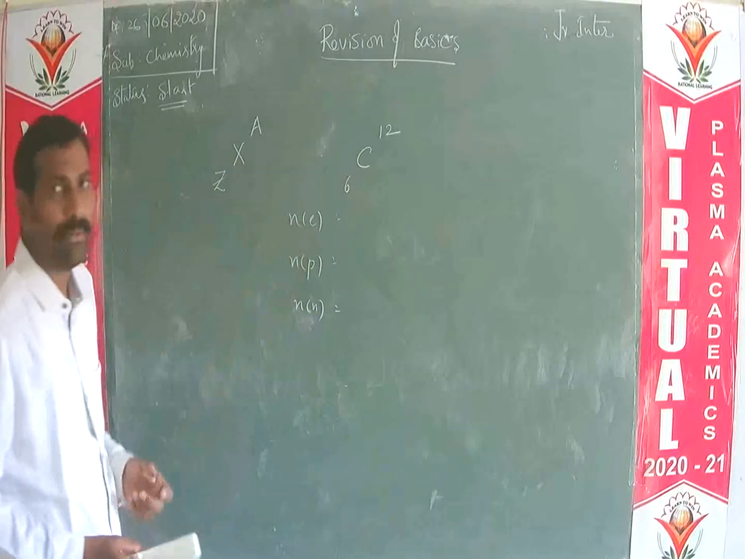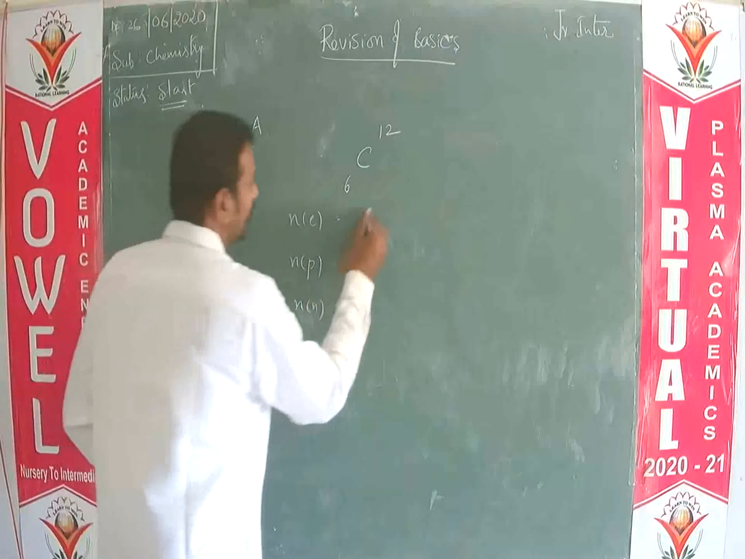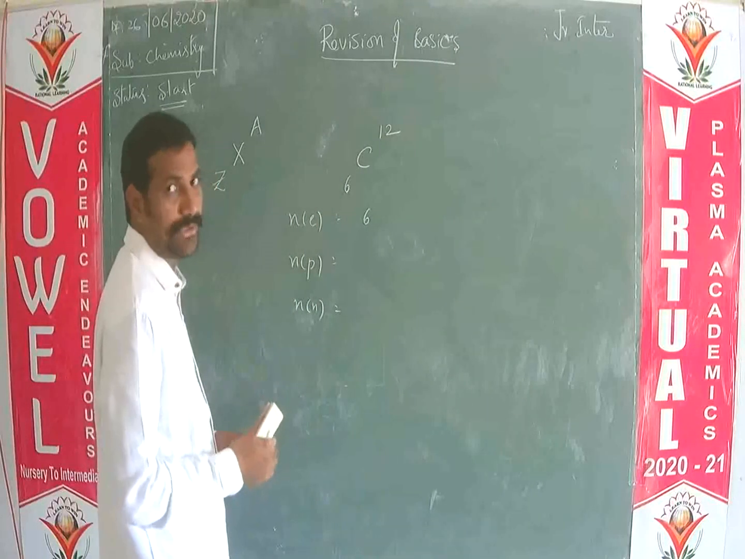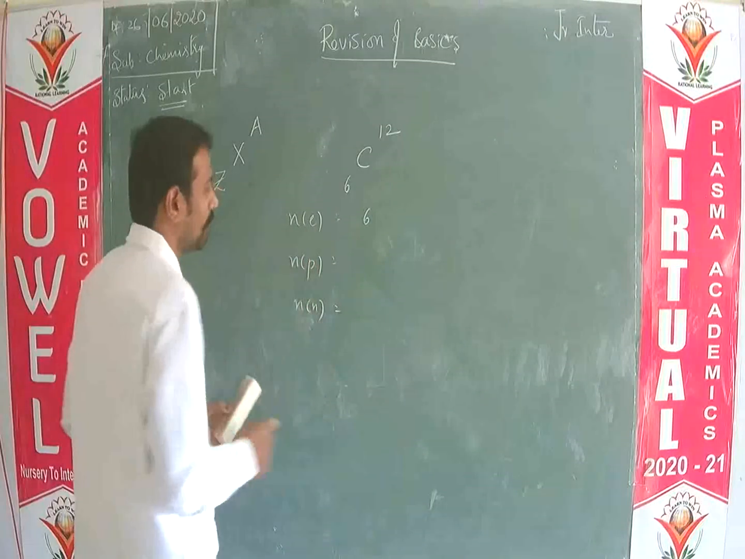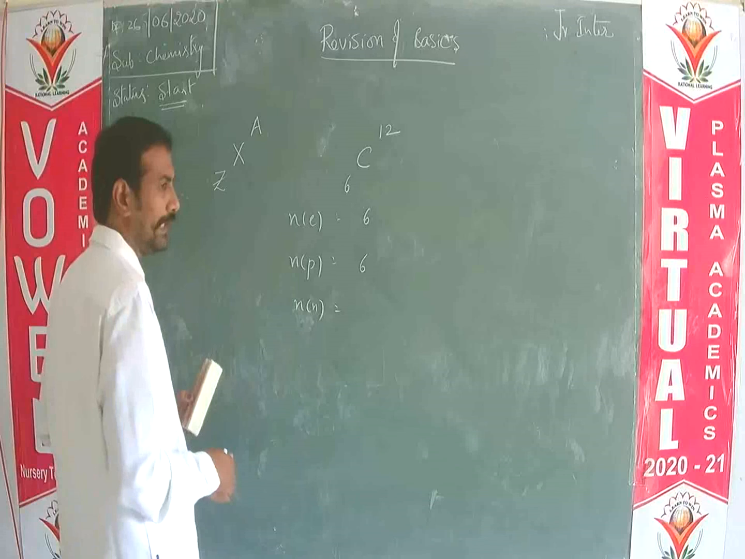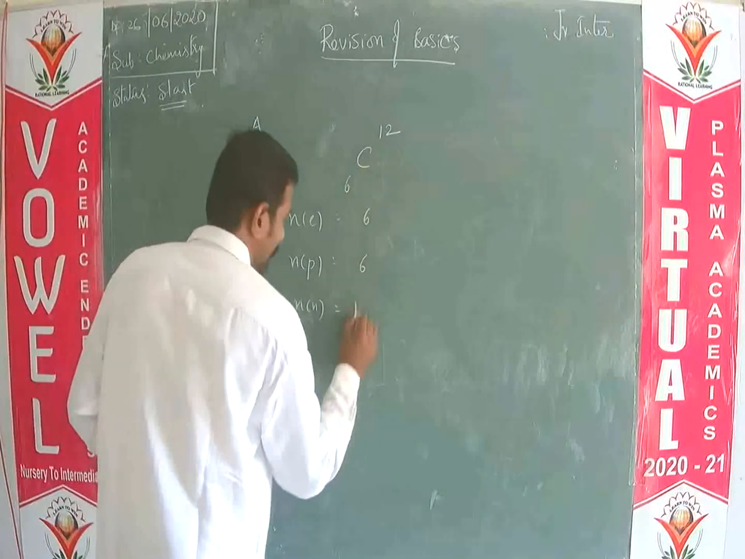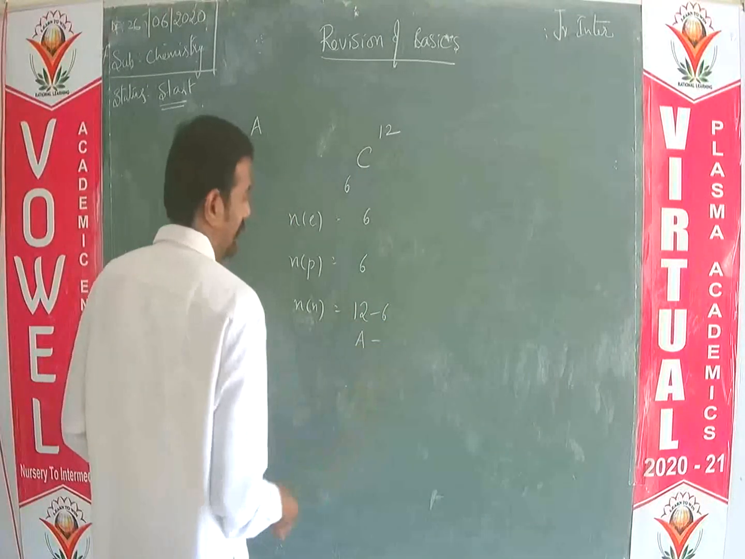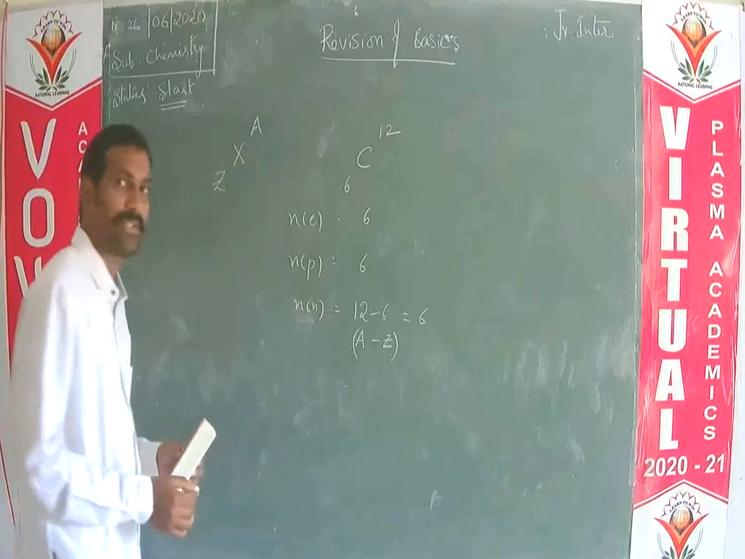The number of electrons is its atomic number, which is 6. Obviously the number of electrons is 6. Number of protons: it is a neutral atom and hence the number of electrons and protons are the same, so the number of protons is again 6. How to calculate the number of neutrons? By subtracting 6 from 12. This 12 is the mass number and 6 is the atomic number. So A minus Z, that is again 6.